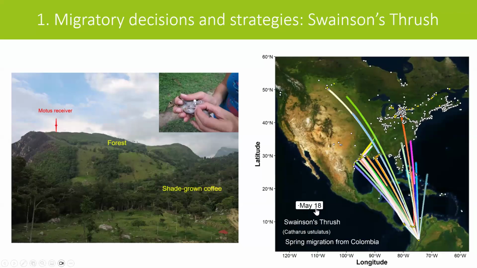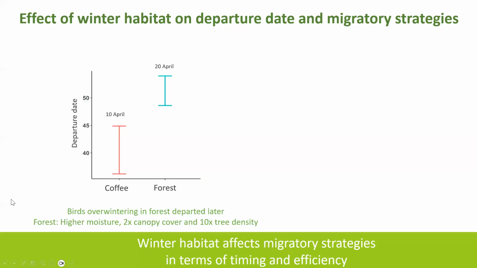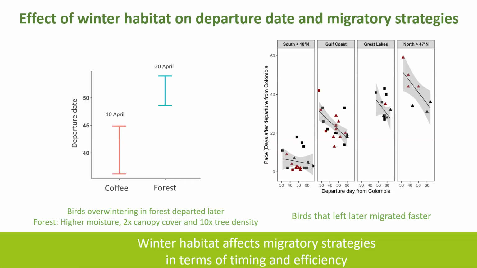Here we can see the date, and in the next graph, I'm going to show you some outcomes related to the speed of migration and the different regions in which these birds were detected in North America. So, Motus allowed us to answer our first question about the date on which the birds left. We found that the birds that were spending the winter in shade coffee plantations left earlier than those that were spending winter in the forest.